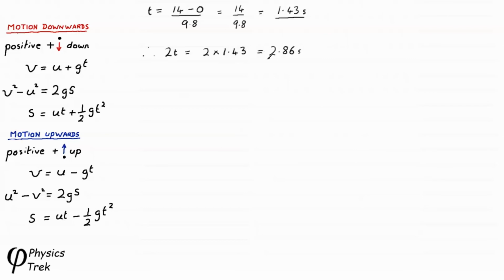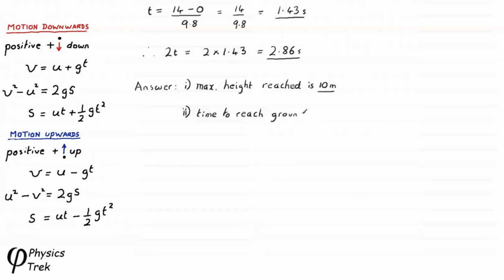So we have our answer summary. Okay, part 1. Maximum height reached is 10 meters. Part 2. Time to reach ground is 2.86 seconds.